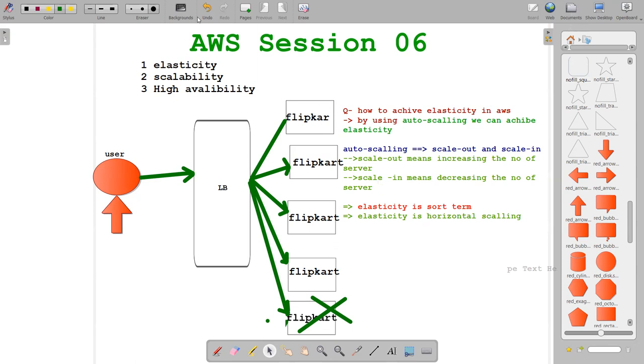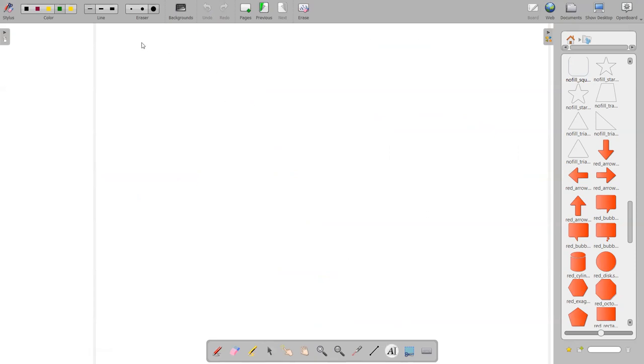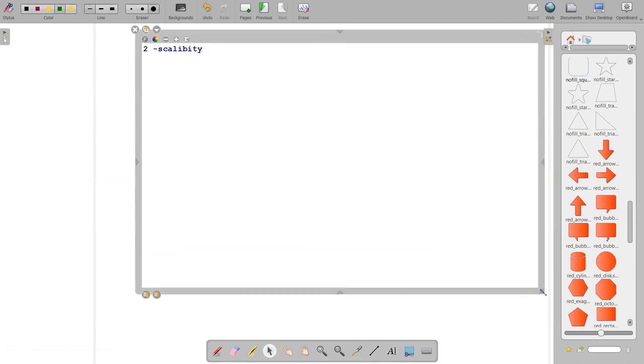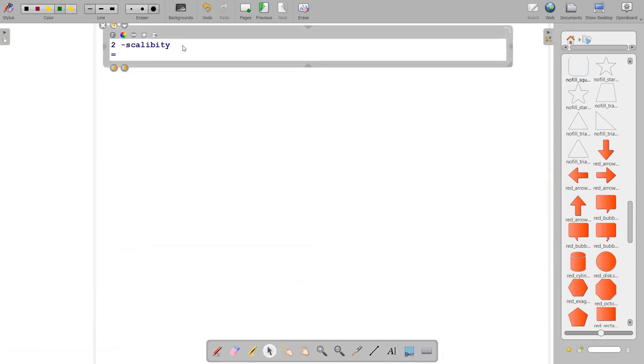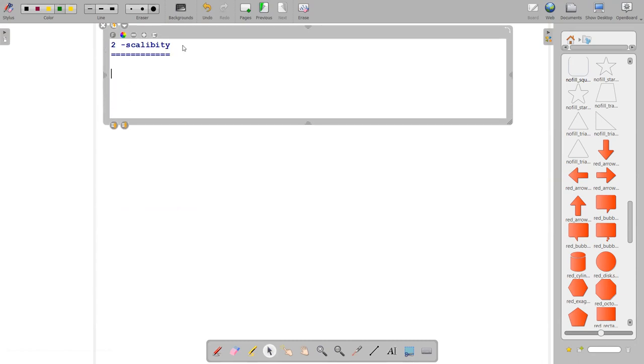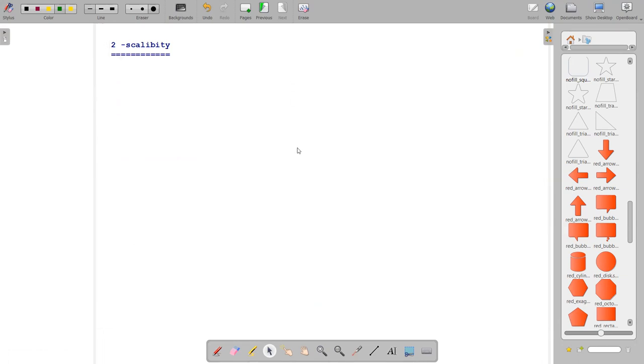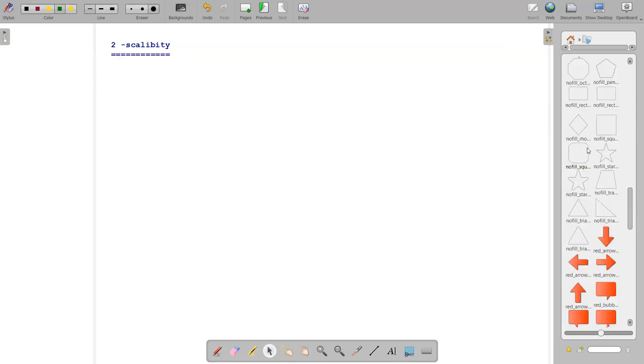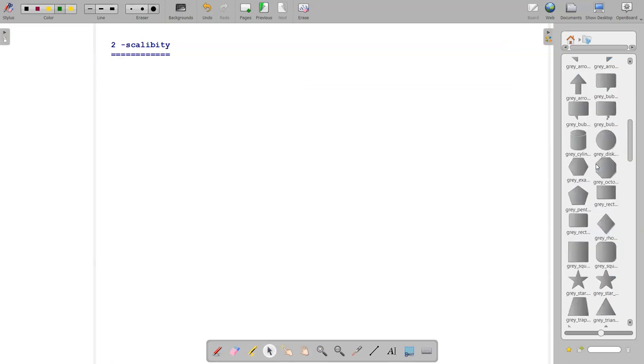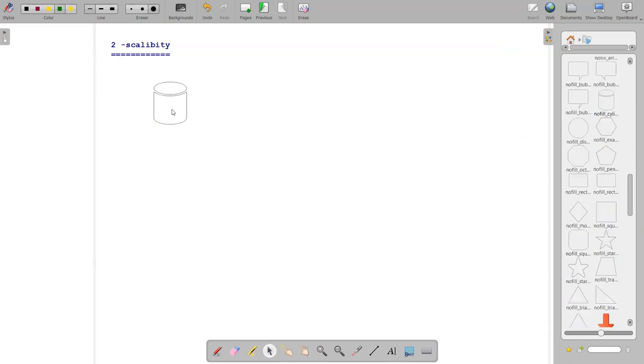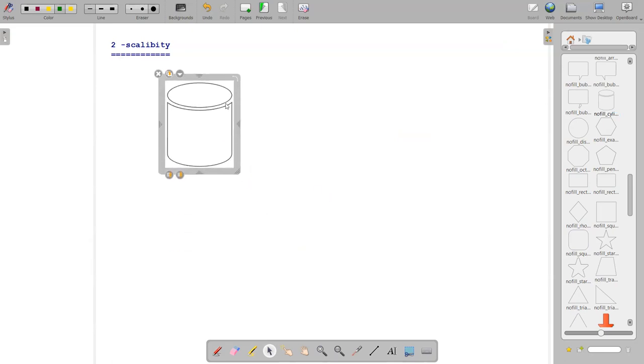Okay, so now the next point, this part is completed. The next point is scalability, guys. Second point is scalability. So now you can understand easily, it is very, very simple. Suppose we have one database. Suppose this is our database, guys.